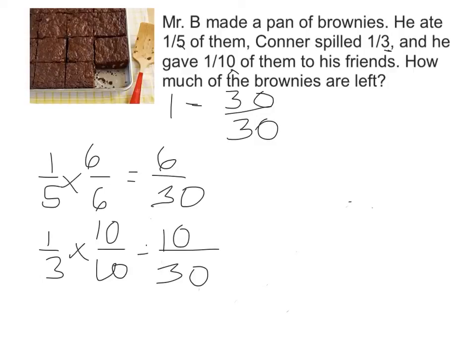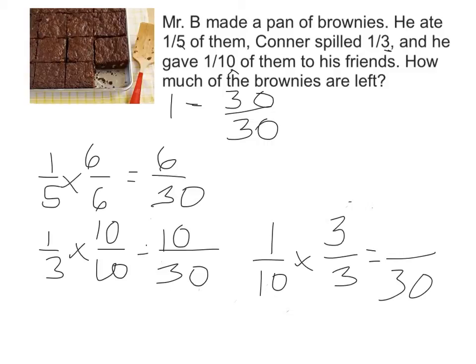And 1/10 times something equals something over 30. 10 times 3 will give me 30. Whatever I do to the bottom, I do to the top. 1 times 3 gives me 3 over 30th. Now there's a couple ways that I can do this.